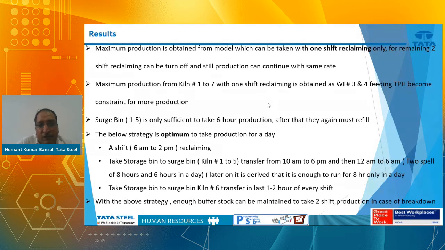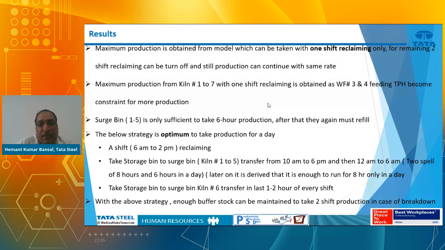Maximum production from kiln number 1 to 7 with 1 shift reclaiming is obtained, as bay feeder 3 and 4 feeding TPH become the constraint for more production. Surge bin 1 to 5 is only sufficient to take 6 hours production. After that, they must be refilled. So the below strategy is optimum to take the production: A shift reclaiming, and take storage bin to surge bin transfer from 10 to 6 a.m. as an 8 hours spell, and then 12 a.m. to 6 hours spell.